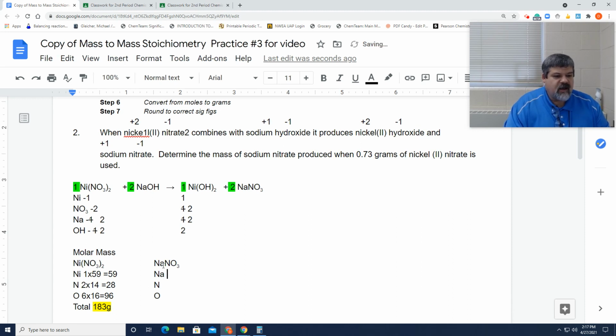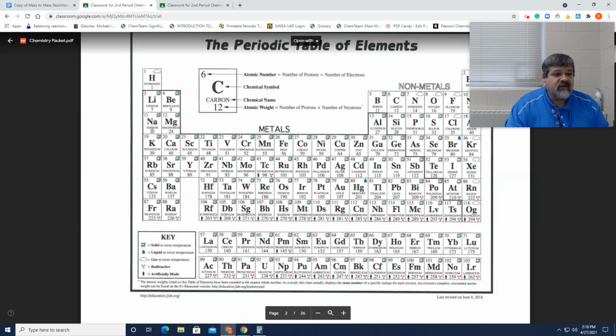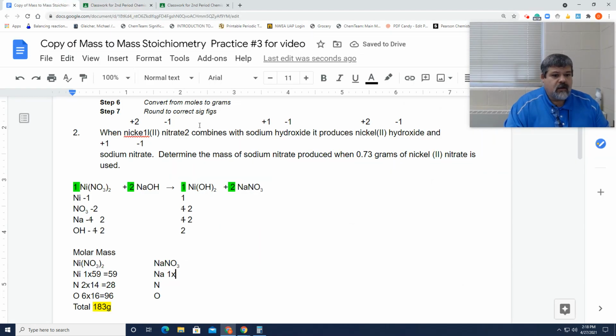Then I'm going to go over to my sodium. How many sodiums do I have? I look up here, the subscript is 1. There's no number in front of it, so we put down 1. We multiply that by our molar mass of sodium, which is 23. So 1 times 23 equals 23.